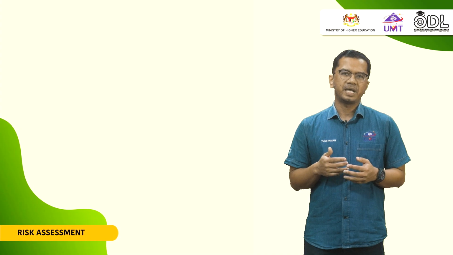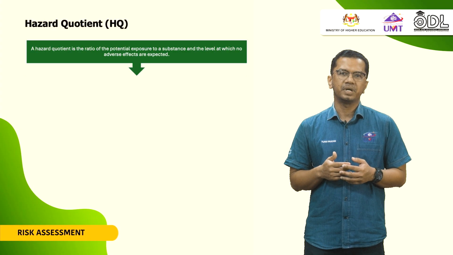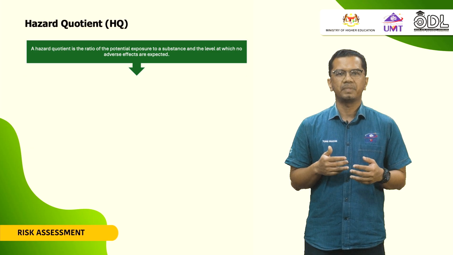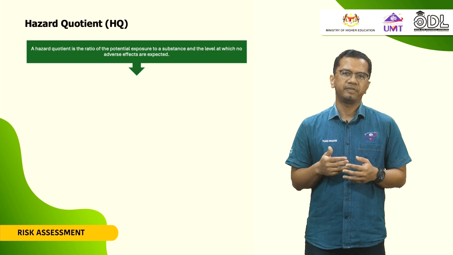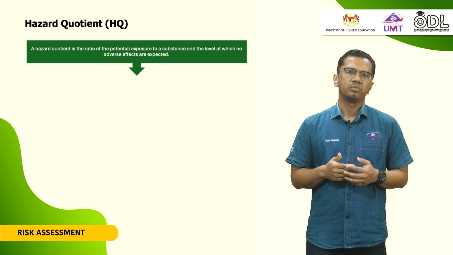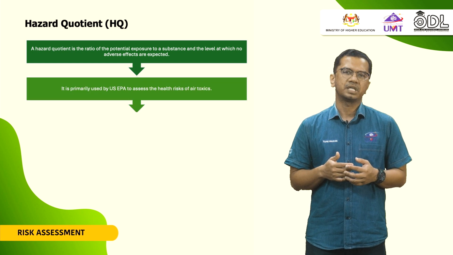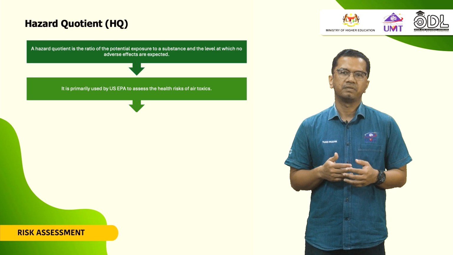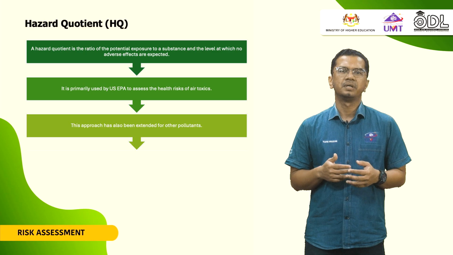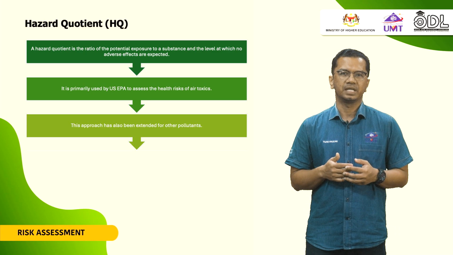Let's start with the basic idea. The hazard quotient, or HQ, is essentially a simple ratio. It compares two things: the amount of a substance someone might be exposed to and the scientifically determined safe level for that substance. This tool was developed and is primarily used by the U.S. Environmental Protection Agency to manage risks from air toxics. However, the concept is so useful that it is now applied to many other types of environmental pollutants.